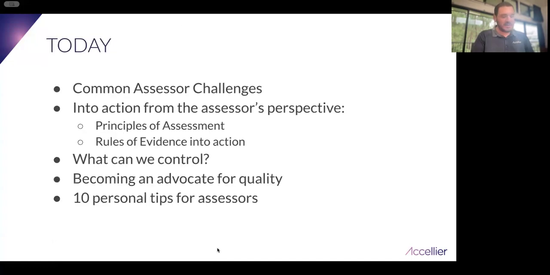So that's all we have time for today. We've gone through some common challenges. We took a deep dive into the principles of assessment. We looked at the rules of evidence. We looked at what we can control and what we can't control. And I really tried to implore you to become an advocate for quality.